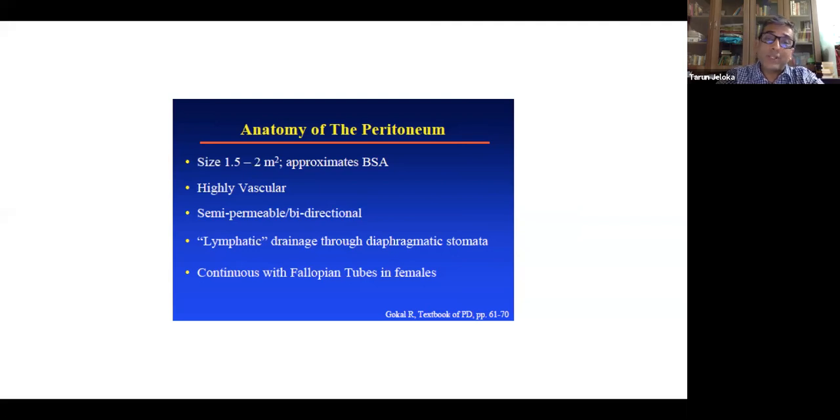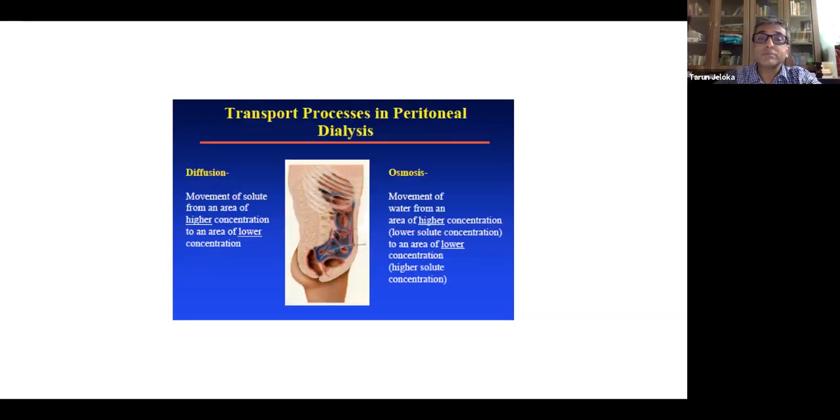You should also know that the peritoneum is in continuum with the fallopian tubes in females, and that is why occasionally you see in menstruating aged females doing peritoneal dialysis, there might be hemoperitoneum or hemorrhagic PD effluent. So one of the causes for hemorrhagic PD effluent may be the menstrual cycle, apart from several others. So you should know this as well.